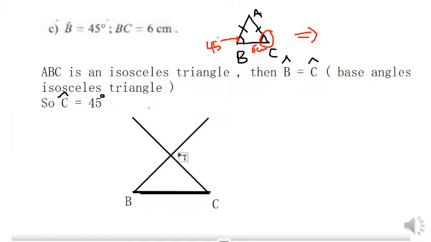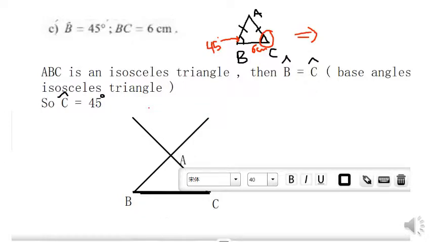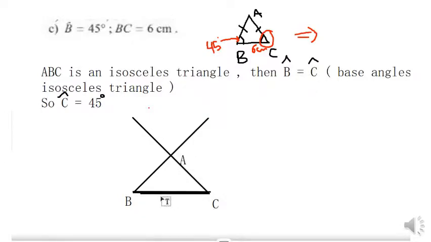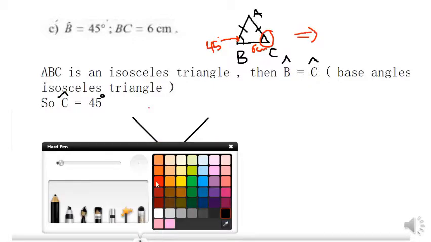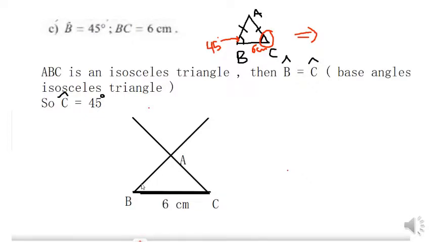Now the two semi-lines intersect at the third vertex, which is A. Let's name it. This is vertex A. Now I get the isosceles triangle ABC. BC is equal to 6 centimeters, and I have two equal base angles, which are B and C, of measure 45 degrees. B is 45 degrees and C is 45 degrees. Okay, and you can erase the extra lines.